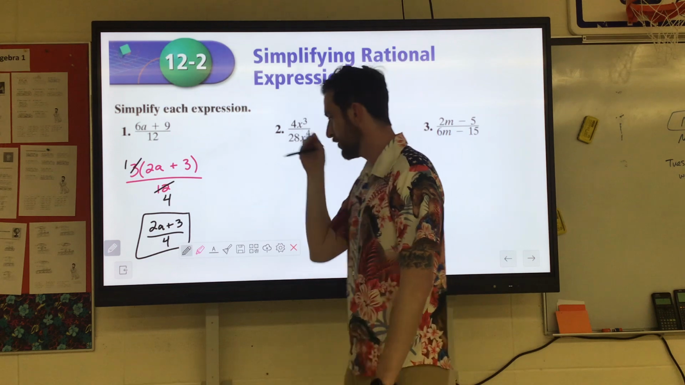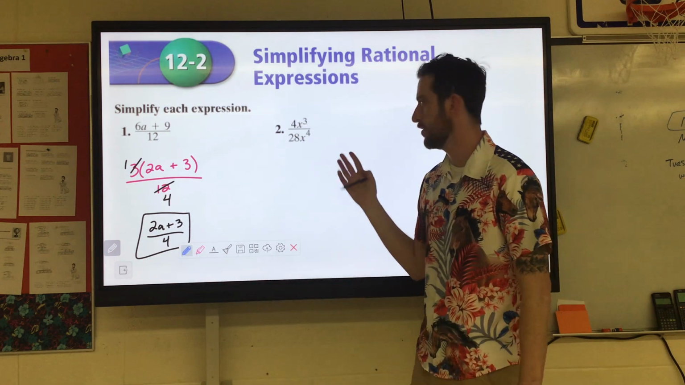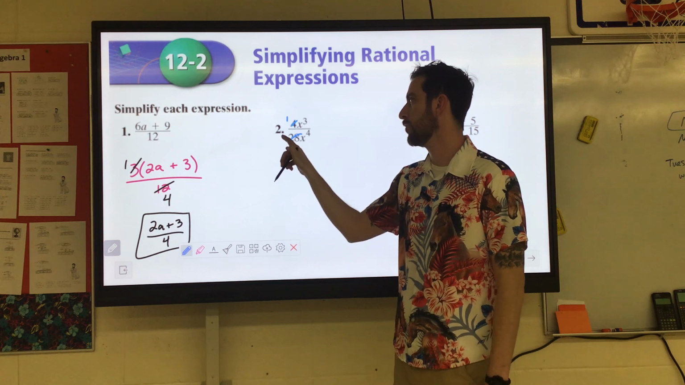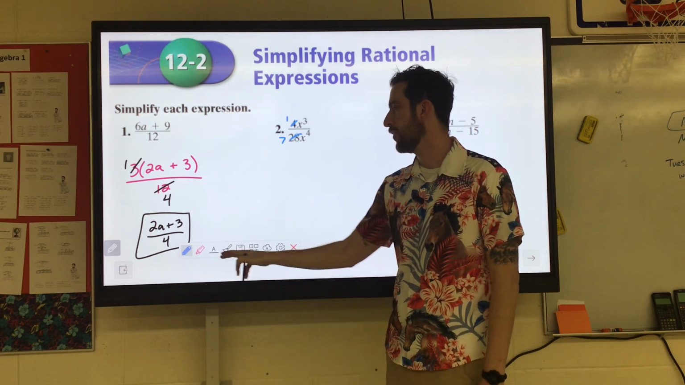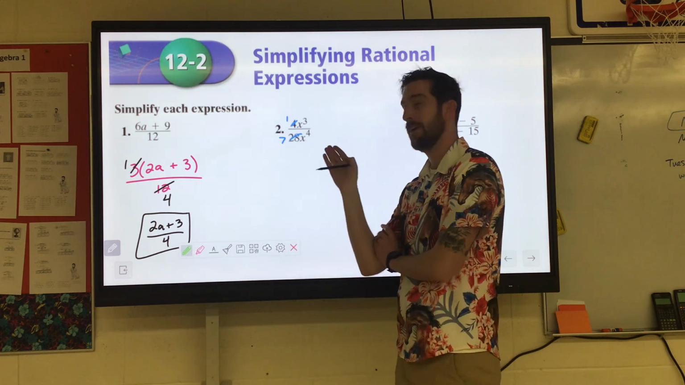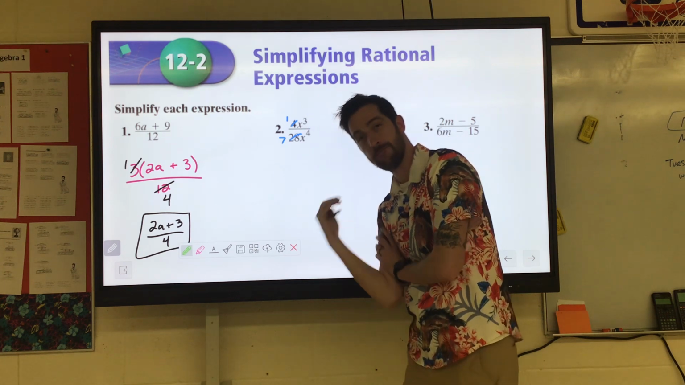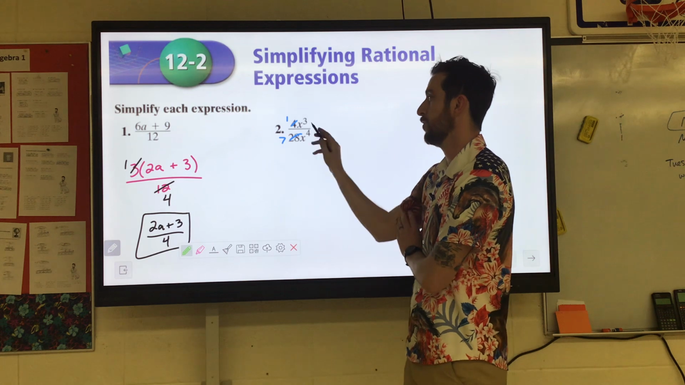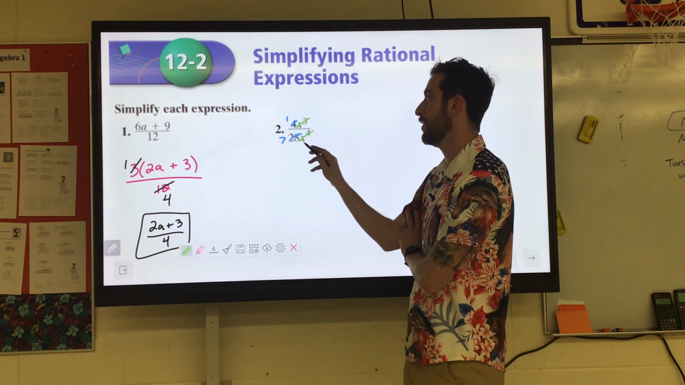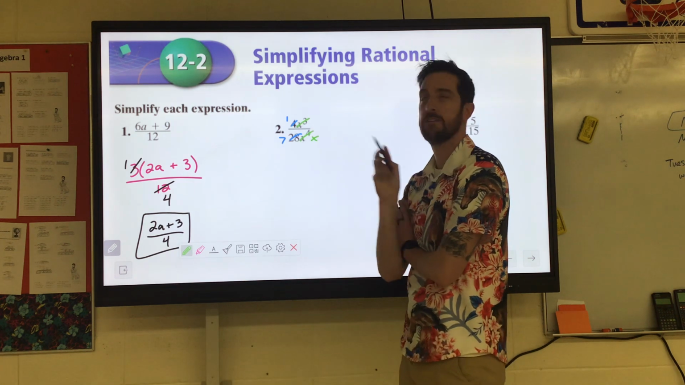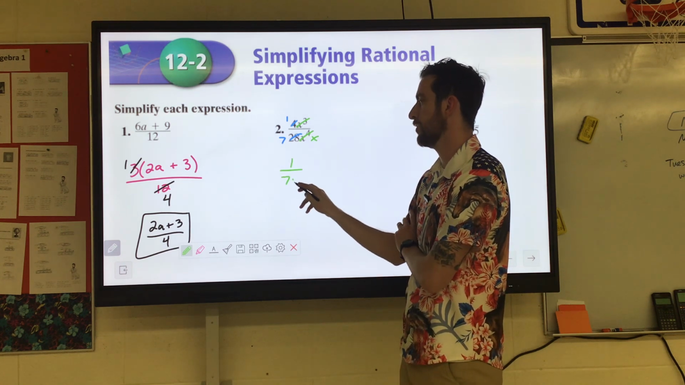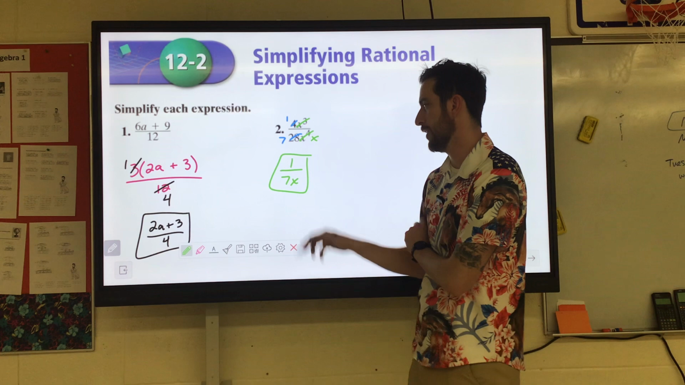Now these are just single terms, monomials, so you can simplify whatever you want. 4 goes into 4 one time, 4 goes into 28 7 times. If I look at the exponents, I have x to the third in the numerator, x to the fourth in the denominator. There's one more x in the denominator. So all 3 are going to cancel out in the numerator, and in the denominator, just 1 is going to be left over. So we have 1 in the numerator and 7x in the denominator.